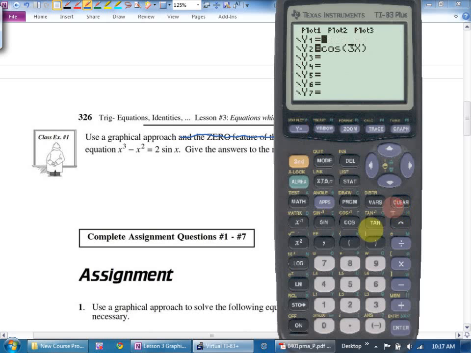X to the power of 3 minus x squared. X squared. Right side, 2 sine x.